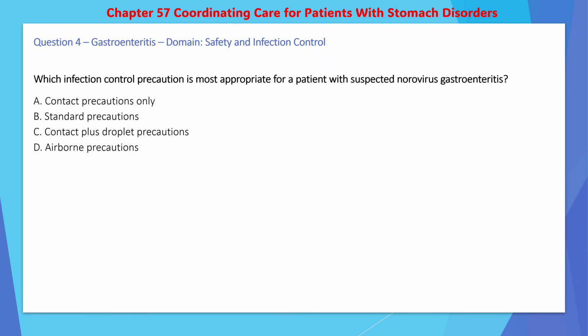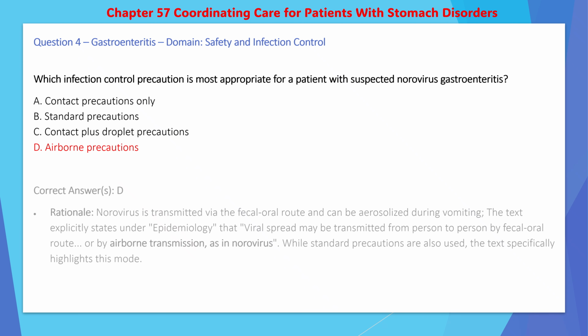Next we have question 4, gastroenteritis, domain: safety and infection control. Which infection control precaution is most appropriate for patients with suspected norovirus gastritis? I said earlier in the video about it: contact precaution only, standard precaution, contact plus droplet, or airborne precautions. Correct answer is airborne precaution.